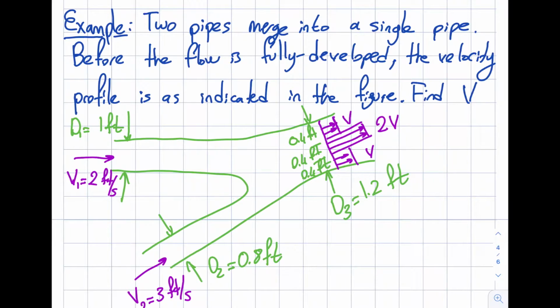Before the flow is fully developed, so we are going to cover this in module 11, the flow needs some time or some distance to fully develop. Before that, as you will see, there will be some mixed flow conditions over here. And the velocity profile is given to me. Now the question is asking me what V is.